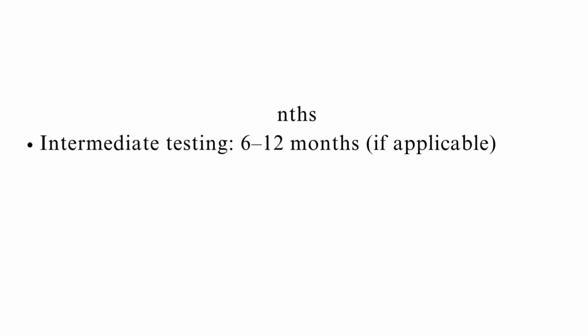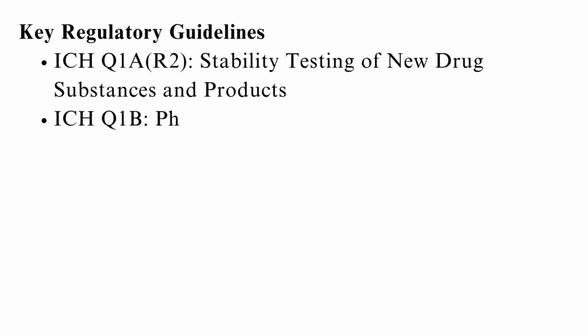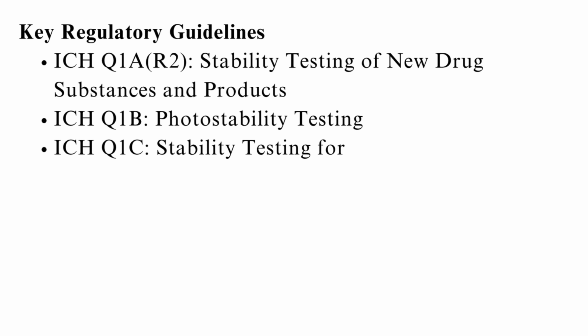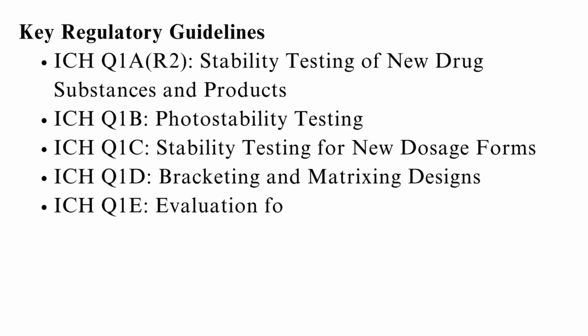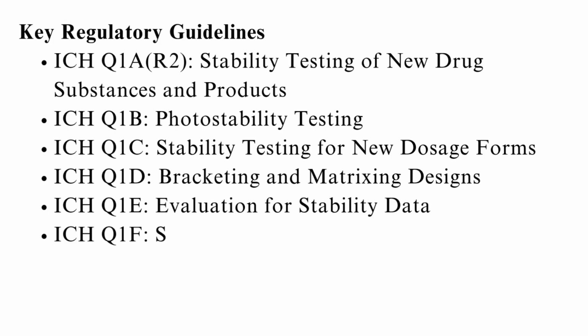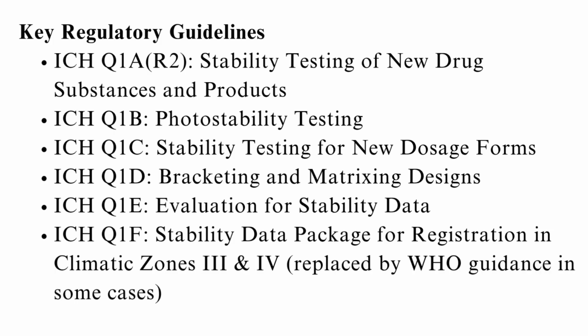months, if applicable. Key regulatory guidelines: ICH Q1A(R2), stability testing of new drug substances and products; ICH Q1B, photostability testing; ICH Q1C, stability testing for new dosage forms; ICH Q1D, bracketing and matrixing designs; ICH Q1E, evaluation of stability data; ICH Q1F, stability data package for registration in climatic zones III and IV, replaced by WHO guidance in some cases.